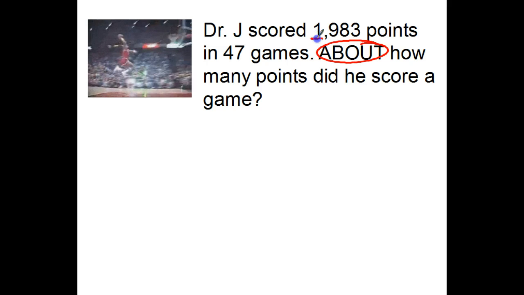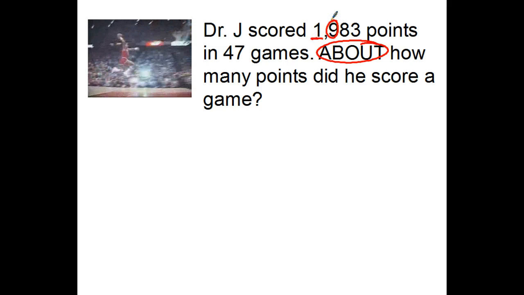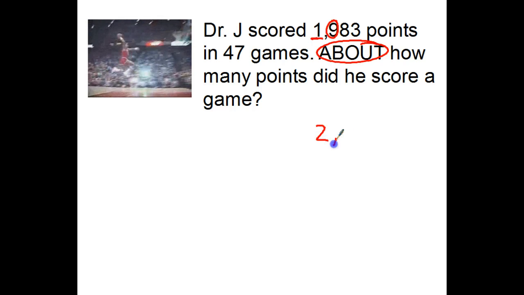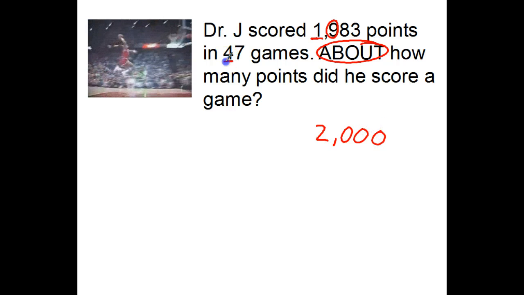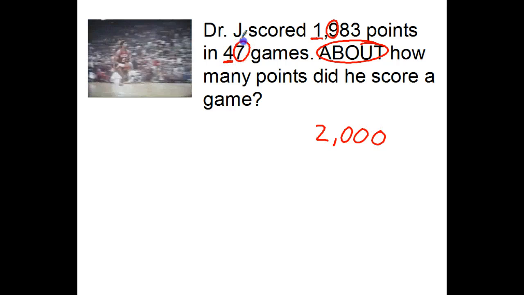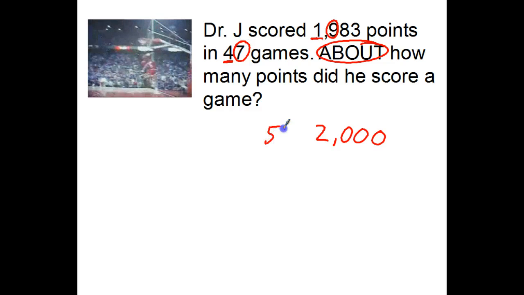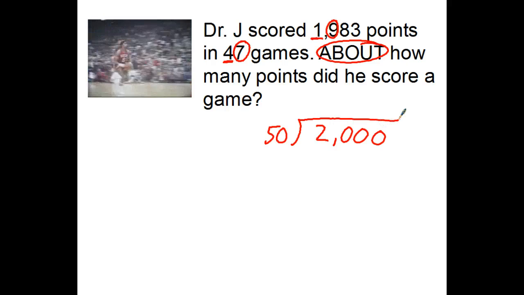So I'm going to take the 1,983, underline the 1, circle the 9. Level 9 bully tells me I'm going to go up. So that's really going to 2,000. My other number is 47. I'm underlining the highest place. Circle the bully. Level 7 bully also going up. That's going to go to 50. So the problem I'm left with is 2,000 divided by 50.